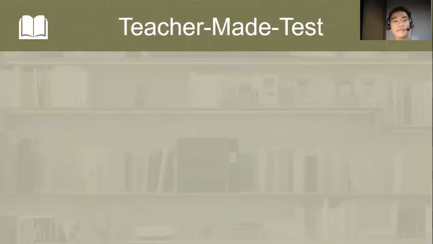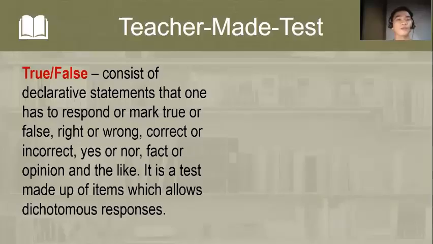Now, another example of a teacher-made test is your true-false type of test. I think this is your favorite type of test because there is a 50% guarantee that you will get the correct answer, unlike with multiple choice. For multiple choice, there is only a 25% probability that you will get the correct answer, because there are 4 options. However, for true or false, it's 50-50. It's either true or false.